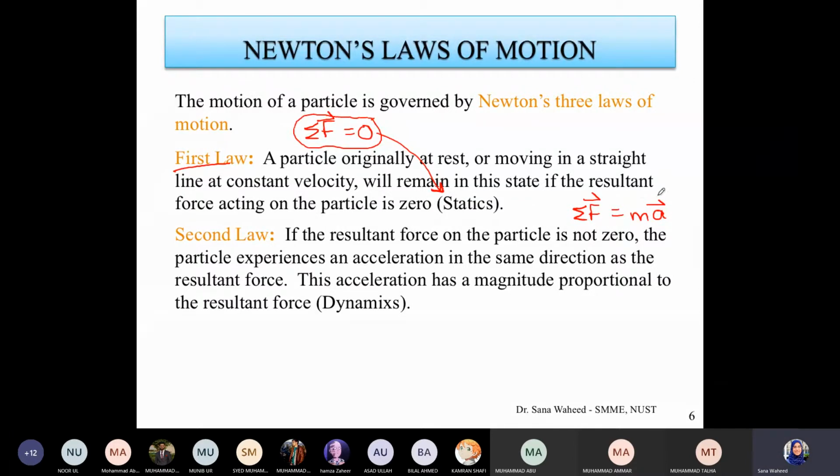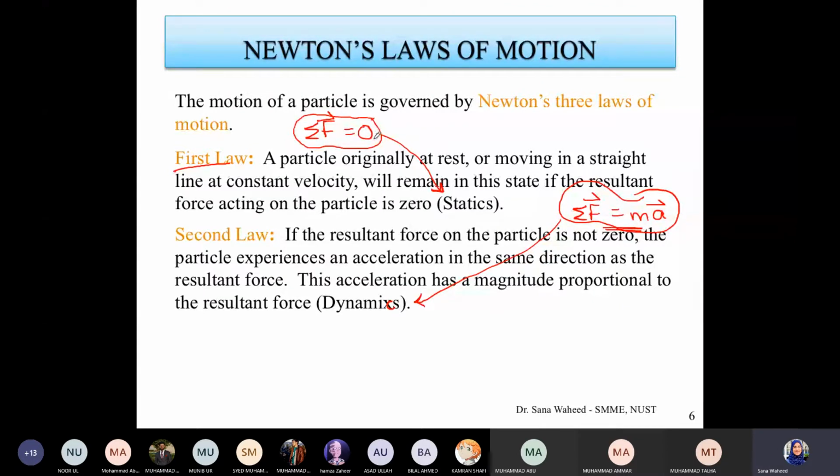I think you're all familiar with this. Now, this is the case which we're discussing in dynamics, in this course, dynamics, sorry. Yes, so we've already discussed these things in the introductory lecture. Right, now this equation right here, summation F equals MA, is known as the equation of motion, right?